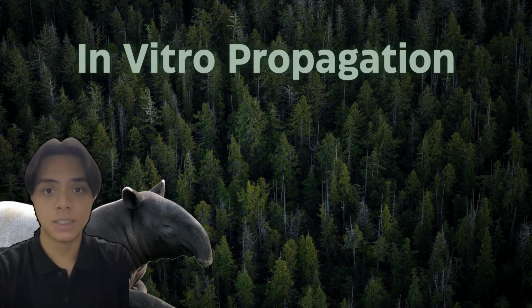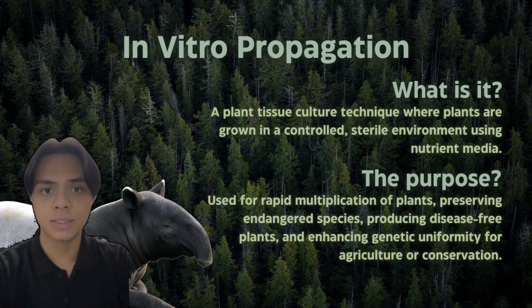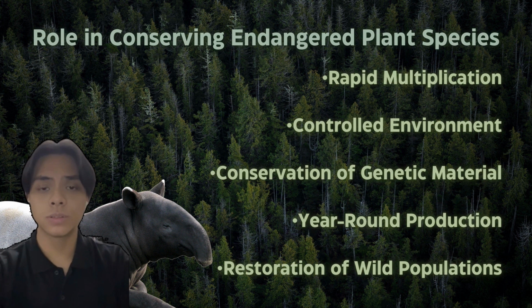In vitro propagation refers to the cultivation of plant cells, tissue, or organs in a controlled, sterile environment on a nutrient-rich culture medium. The role in conserving endangered plant species is to generate a large number of plants from a single explant in a short time.